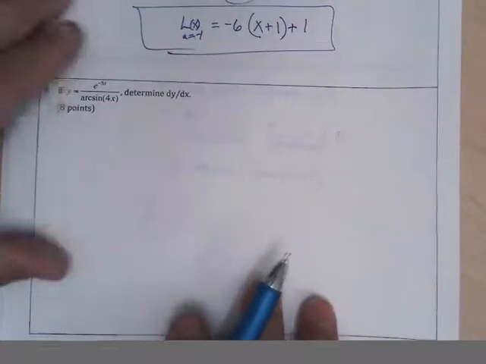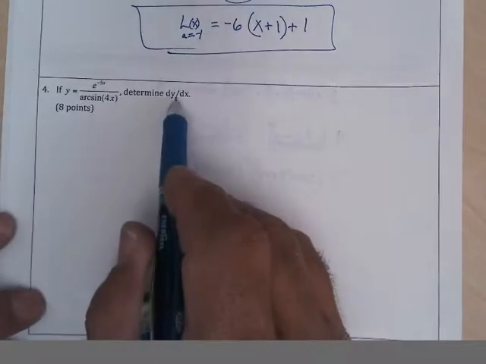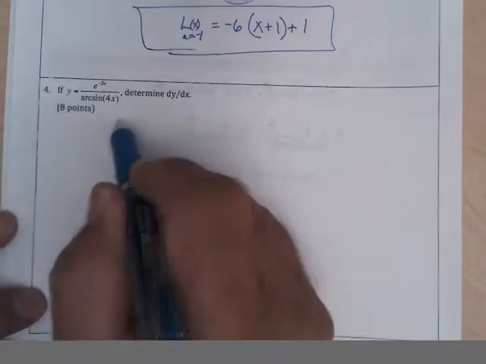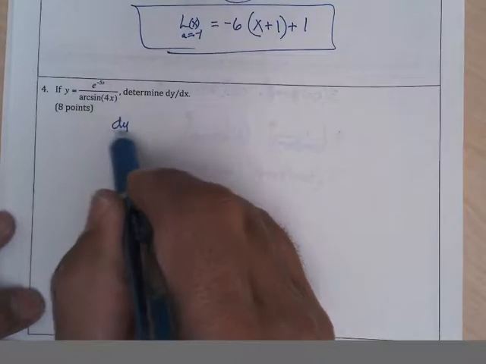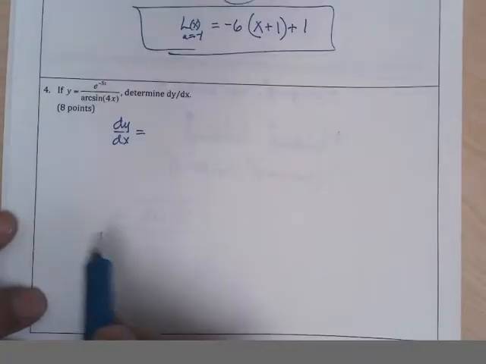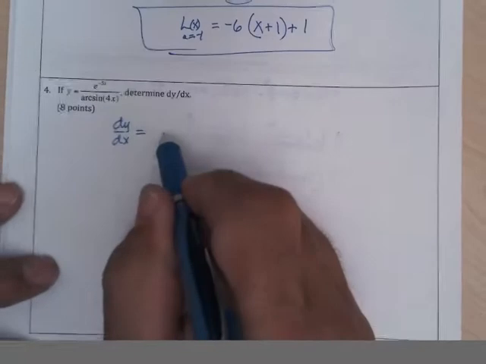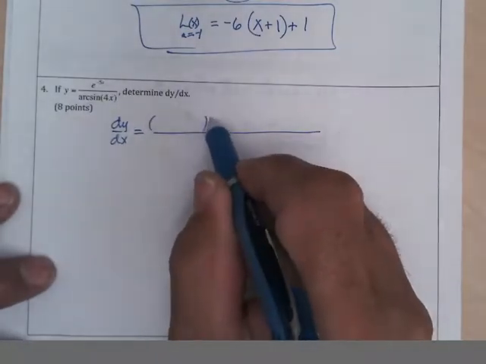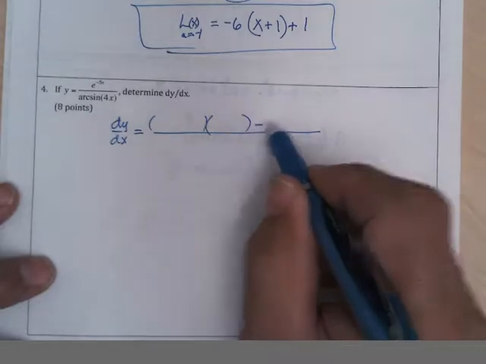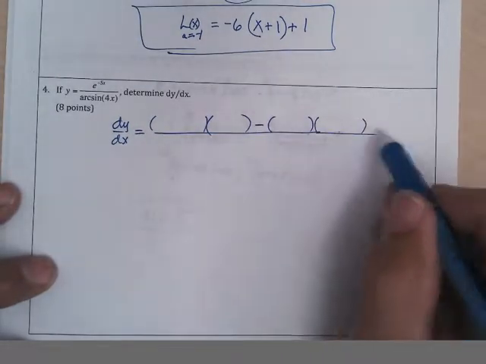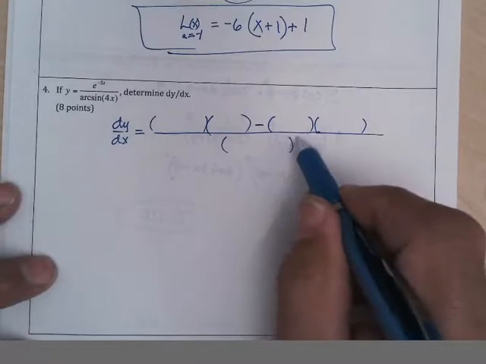Okay, now this one. We're supposed to just find the derivative. And y is solved for, so this is pretty straightforward. It's going to be dy/dx equals quotient rule. So that looks like derivative of the numerator times the denominator minus the derivative of the denominator times the numerator over the denominator squared.